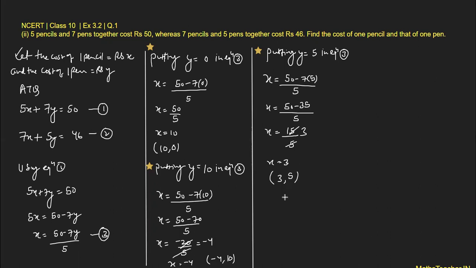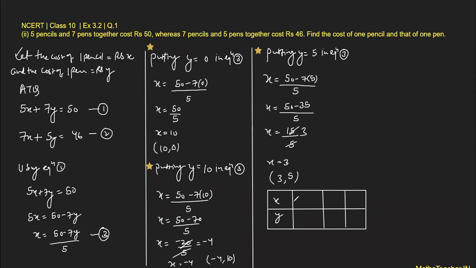So let's put them in a table, a solution table. Do it like this. Okay, so this is x, this is y. So what are the values of x? So this is 10 comma 0. The second solution, minus 4 comma 10, and the next one is 3 comma 5. So these are the points that we have to plot on the graph paper.